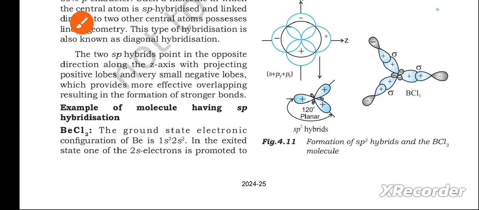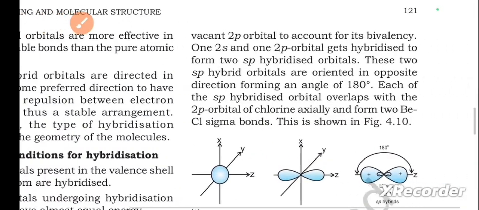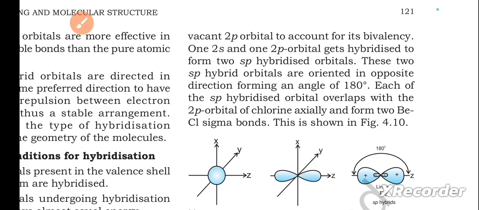The two sp hybrids point in the opposite direction along the z-axis with projecting positive lobes and very small negative lobes, which provides more effective overlapping, resulting in the formation of stronger bonds. Example of molecule having sp hybridization: BeCl2, beryllium chloride. The ground state electronic configuration of Be is 1s2 2s2. In the excited state, one of the 2s electrons is promoted to vacant 2p orbital to account for its bivalency.